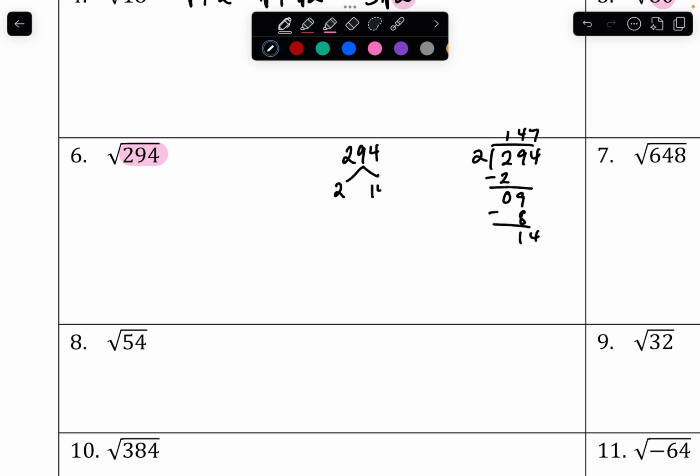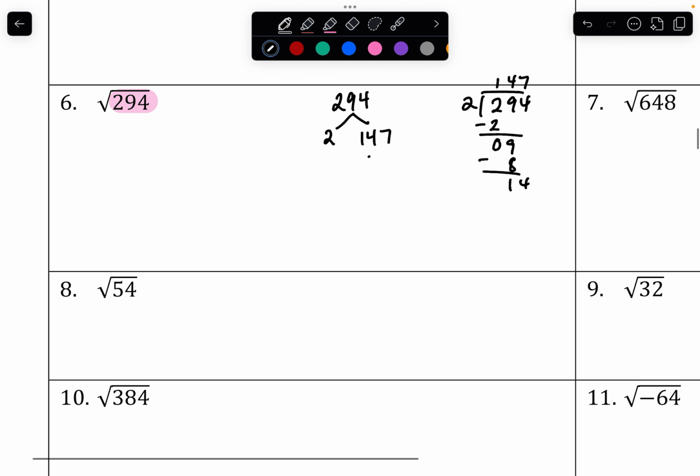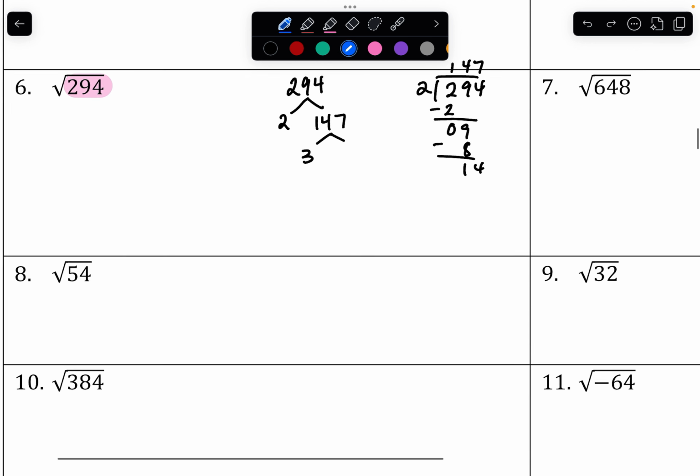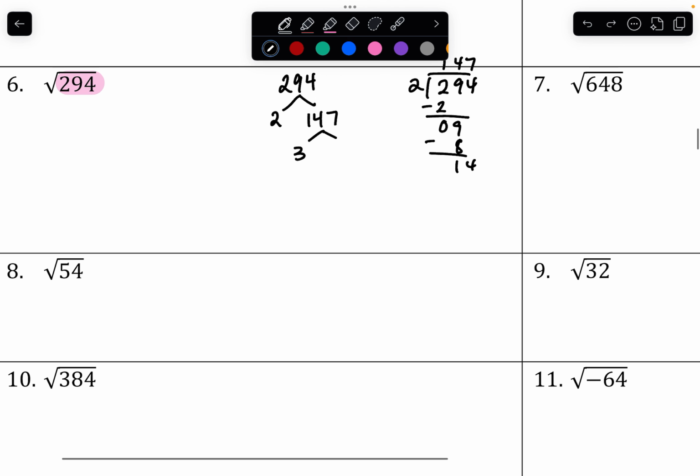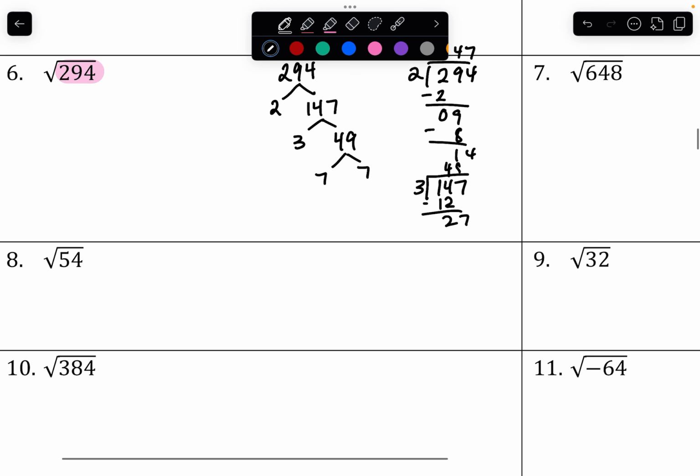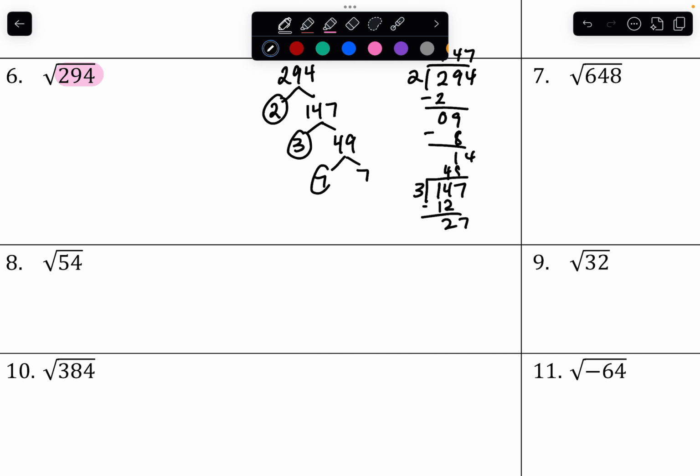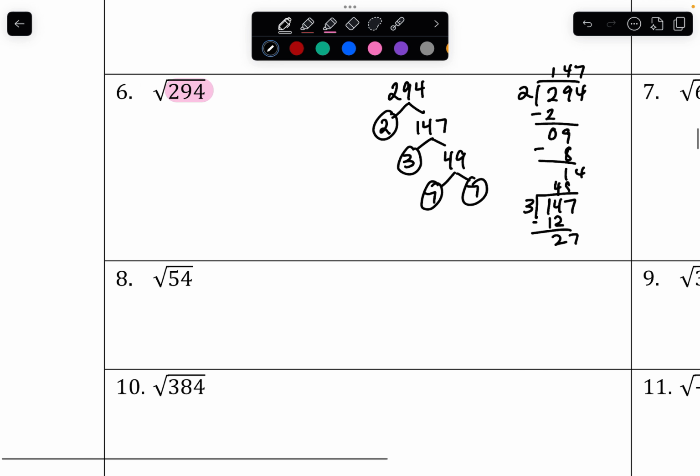would be 147. And then 147 is not even, but it is divisible by 3. You can know a number is divisible by 3 by adding up the digits. And if that number is divisible by 3, you know the entire expression is divisible by 3. And so 147 divided by 3 is 49. And 49 can break into 7 and 7. And so you're trying to get all the primes. Once you see all your primes, you're done with your factor tree.